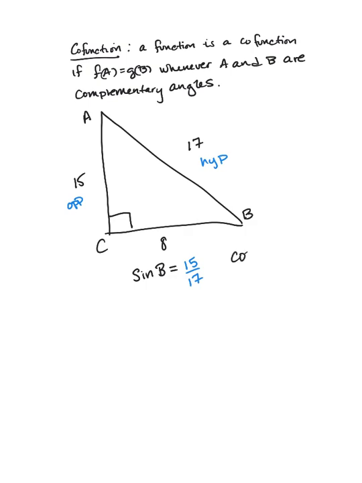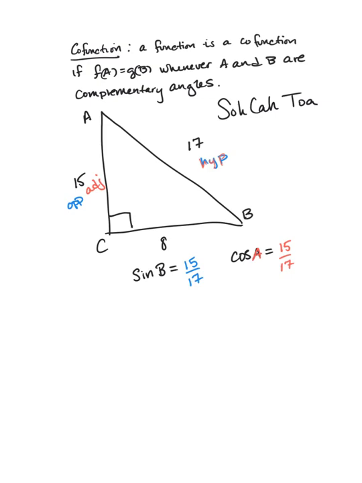What is the cosine of A? In determining the cosine of A, I have to do adjacent over hypotenuse. When I look at A, adjacent to A is 15. So now it becomes the adjacent, and the hypotenuse is still going to be 17. So we get 15 over 17. Interesting. These are the same.